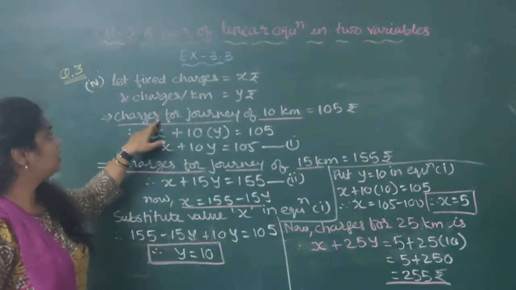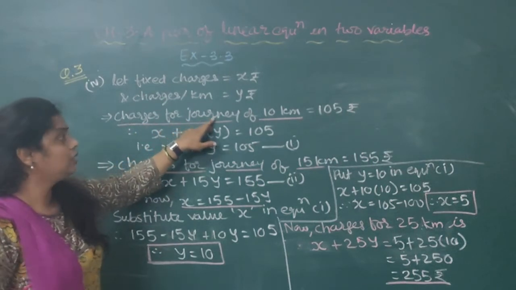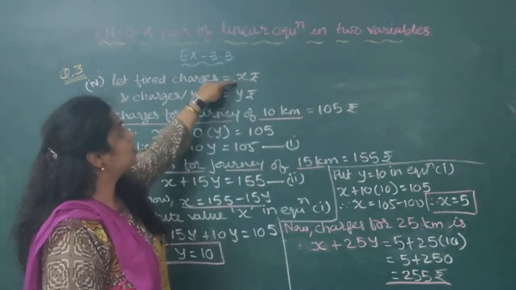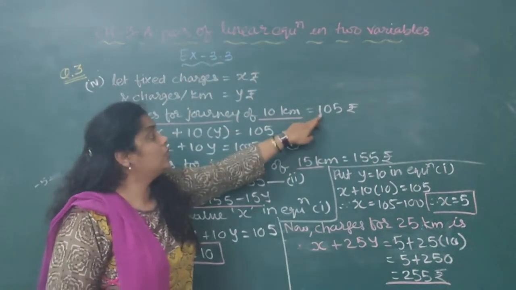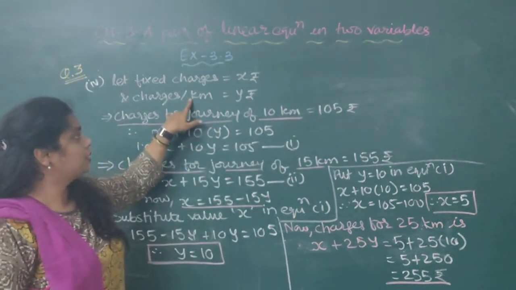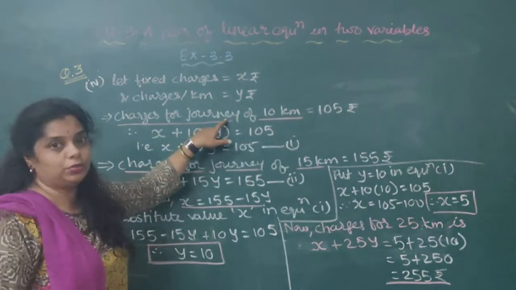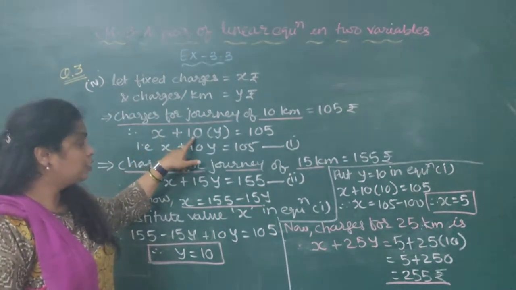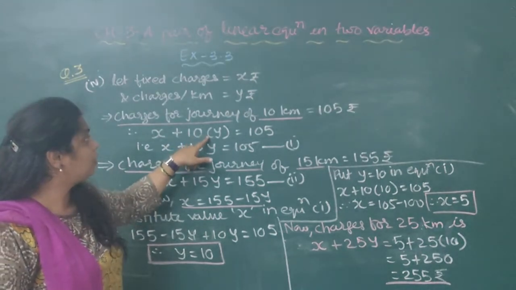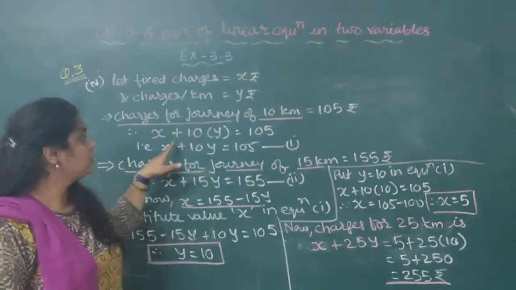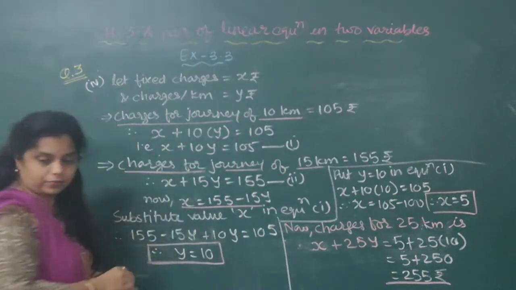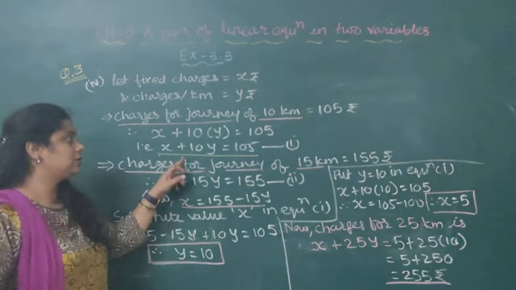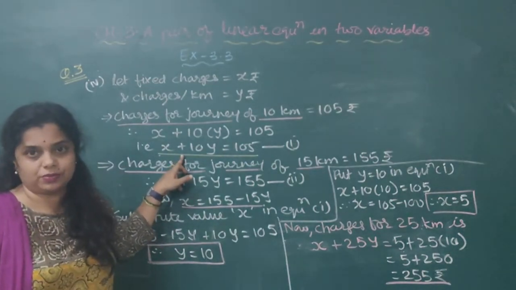As it is given that the charges for a journey of 10 kilometers is 105, it means you have to add these two things together to pay 105. So how many kilometers did they travel here? 10 kilometers. So the equation will be fixed charge x plus 10 kilometers' charge, and per kilometer the variable charge is y. In short, we got x plus 10y is equal to 105. This is our first linear equation.